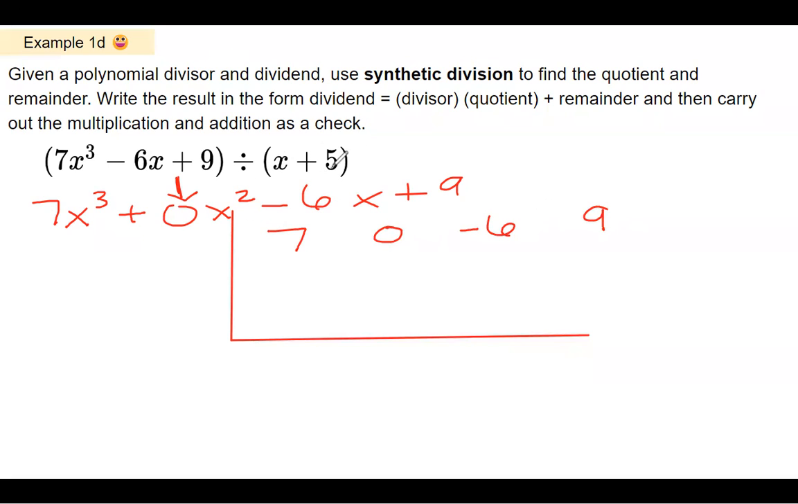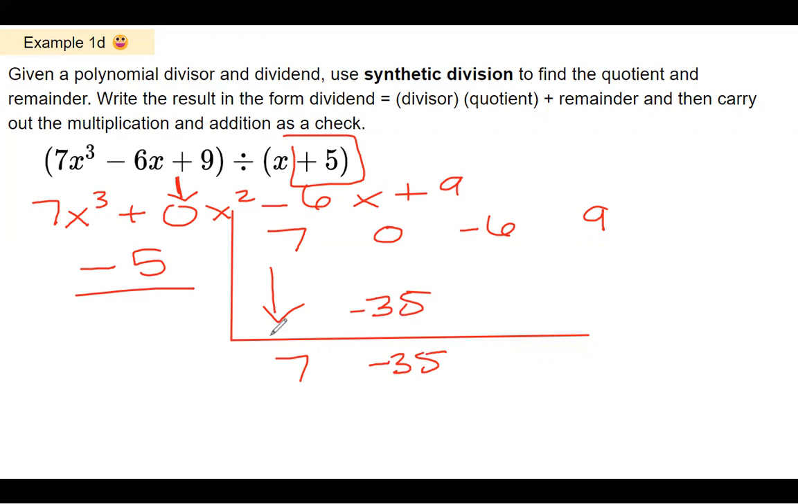Outside, what do I write? It's positive 5, so it's now negative 5. Okay. Now, same procedure. Let's go ahead and bring it down. 7 down. Negative 5 times 7, 35, negative 35. 0 plus negative 35 is negative 35. 5 times negative 35, positive 175. Combine these two and I get 169.